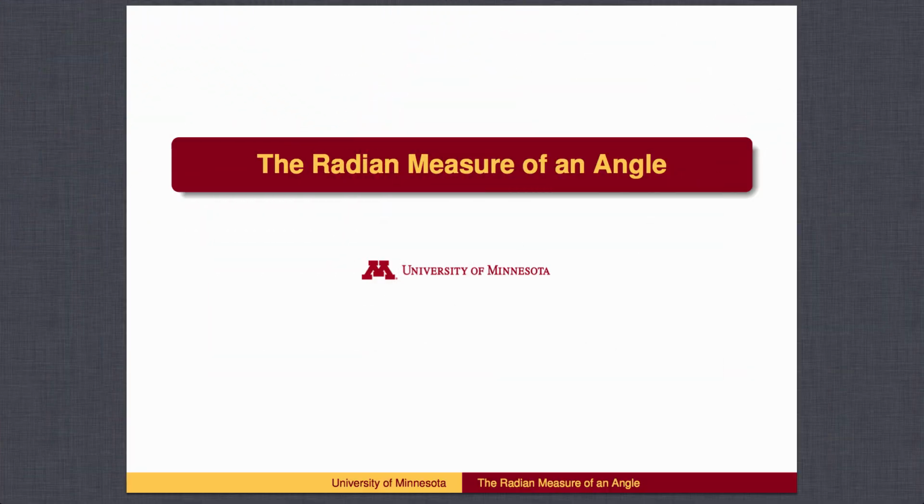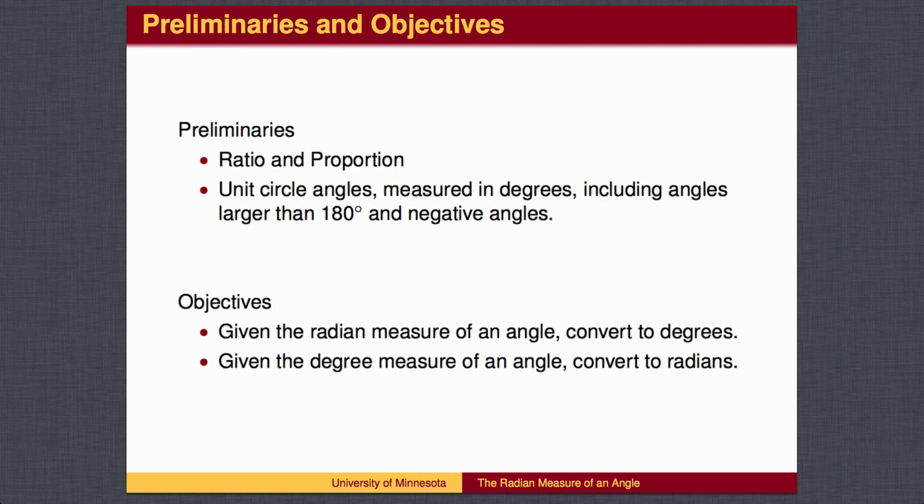The radian measure of an angle. You should be familiar with solving ratio and proportion problems, and should be familiar with the unit circle measured in degrees, including angles measuring over 180 degrees and negative angles. In this lesson, we introduce a new angle measure called radian measure, and use it to convert from degrees to radians and from radians to degrees.